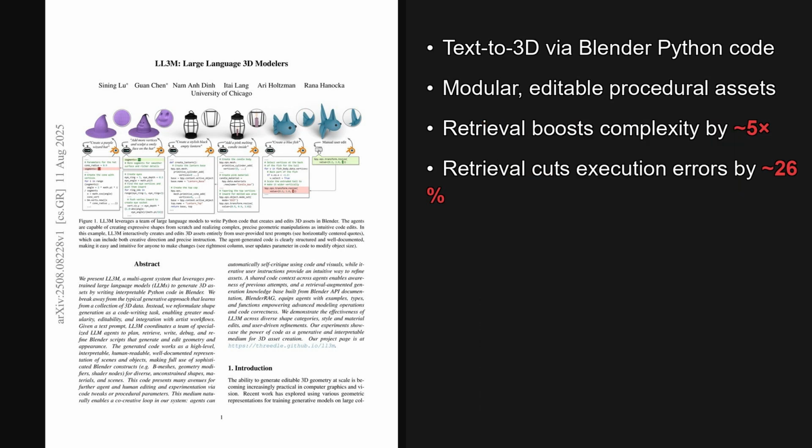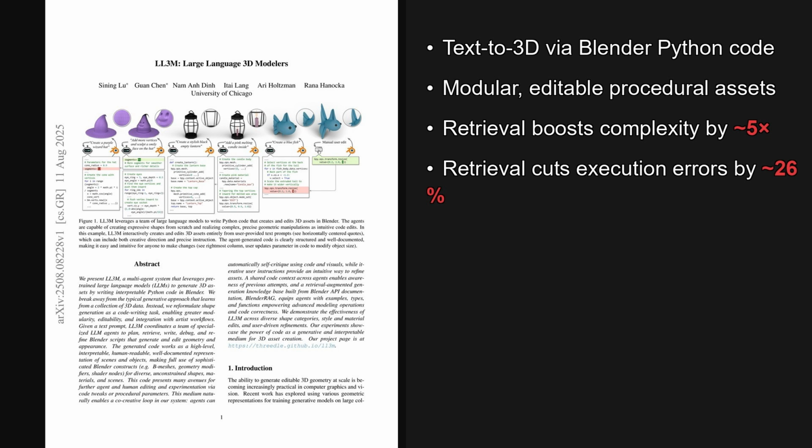I'm Alex. Today we are looking at a paper trending on X, published on August 11th, 2025, which was about 5 days ago. The big idea is a system that uses large language models to write Blender Python code for 3D assets, turning shape generation into code that artists can read, edit, and reuse. The paper is titled LL3M, Large Language 3D Modelers. And as we will see later, the implications for creative control and iteration are quite significant.